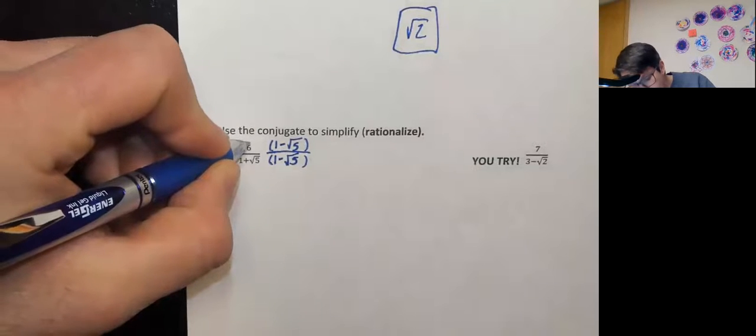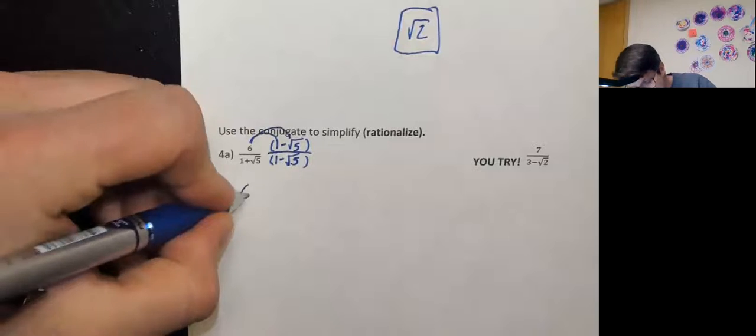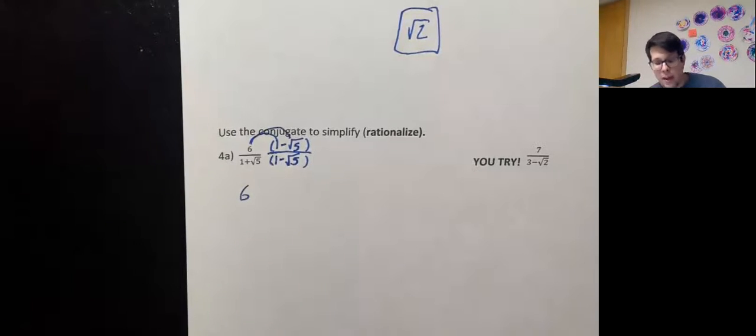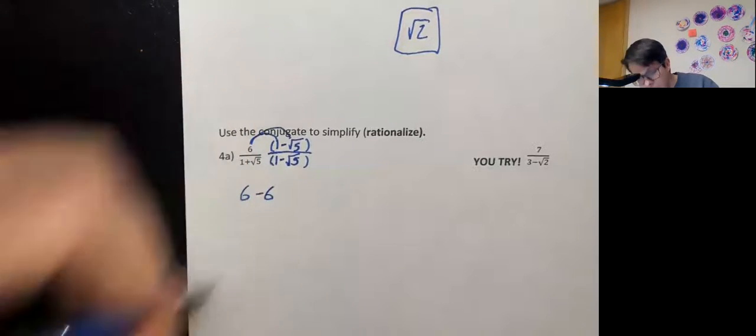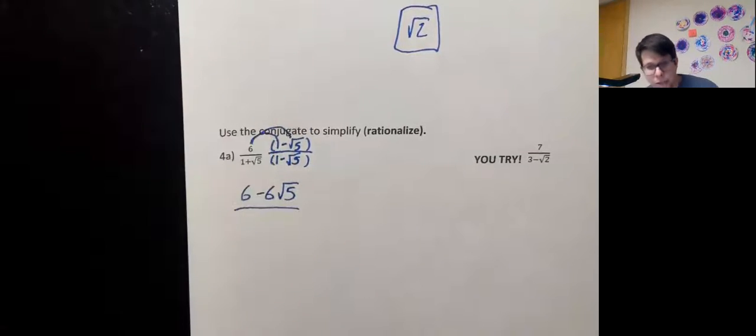So when we're doing this in the numerator, we are going to be distributing that 6 to both of those terms. 6 times 1 is 6, and 6 times negative root 5. Once again, you have a value that is not under the radical, and then you have another value that is under the radical, and they don't mix, so we won't have any 30s.